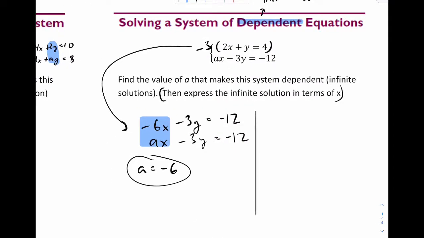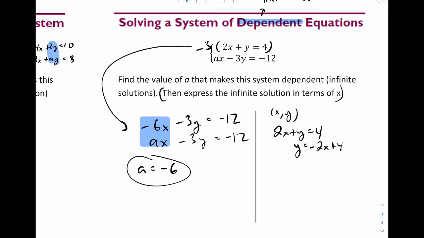Now, the infinite solution part in terms of x, that's where it gets a little more complicated. We understand a solution as x comma y. Now, in terms of x would mean we don't want to have a y in our solution. So what you do is you grab this original equation right here, this 2x plus y equals 4. I could have grabbed the other one too, once I plug in -6, since they're the same equation. I just solve for y. So y equals -2x plus 4.